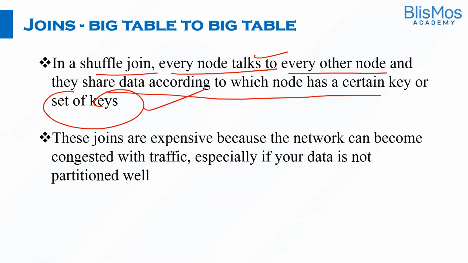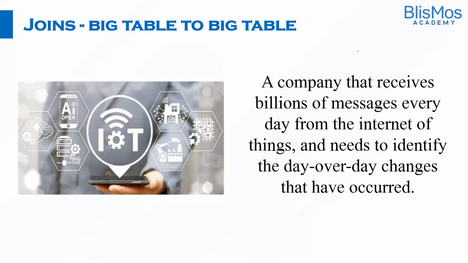Whenever shuffle joins happen, they are expensive. Why are they expensive? Because the data exchange is happening between the different systems, different executors. Whenever data exchange is happening between the different systems, that will kind of choke the network and the traffic will become congested. And whenever there is a problem or whenever the data is not partitioned well, the problem would be much more. So when do we need to join the big table with another big table?